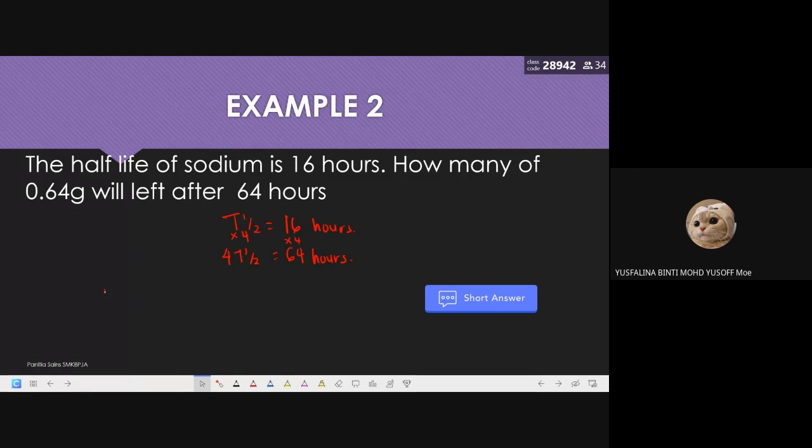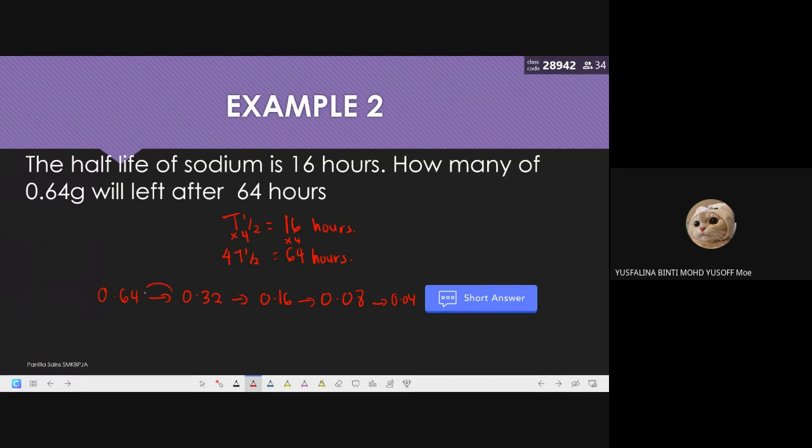Starting from 0.64, you divide by 2, you will get 0.32, right? Then this one should be 0.16 and this one should be 0.04. Please tell me if I made any mistake here. Is it correct? No, it should be 0.08 first. So 0.08, then I divide again, so 0.04. So here we see how many half-lives.